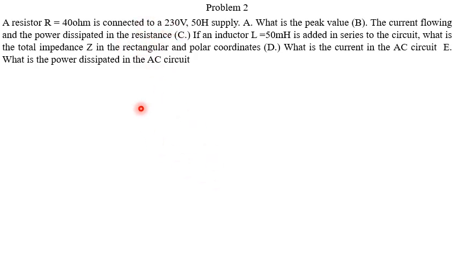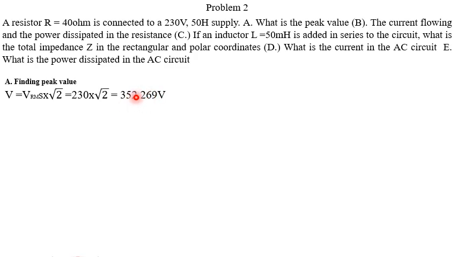So how do we calculate the peak value? To calculate the peak value, we know the VRMS value, which here is 230 volts. We just multiply it by root 2. So multiplying VRMS by root 2, we get our peak value as 325.26 volts.